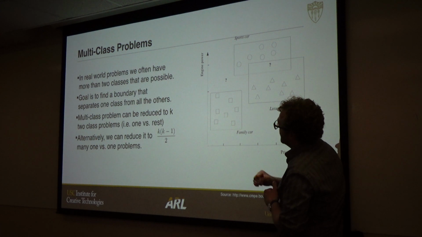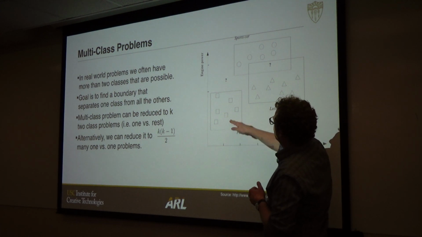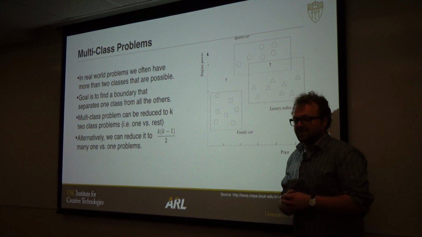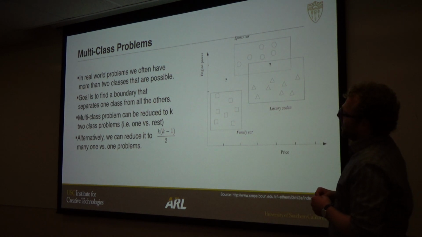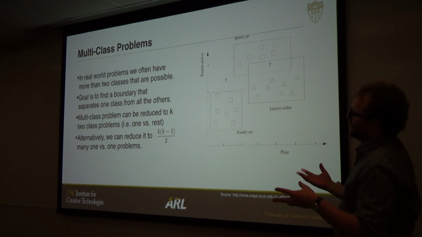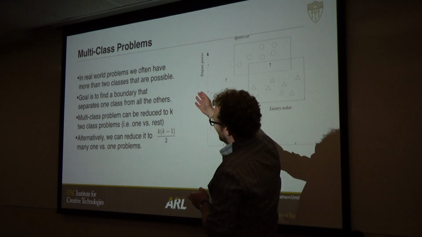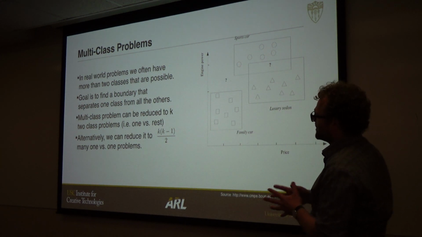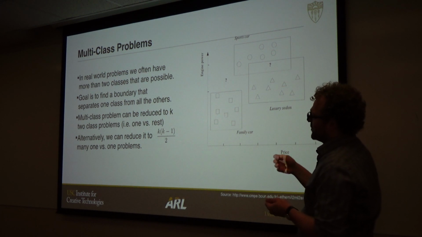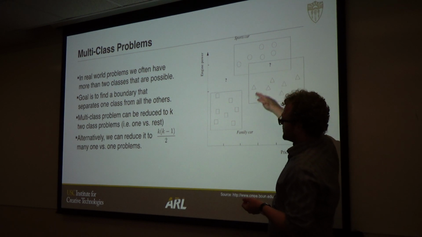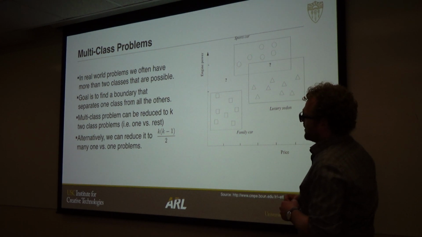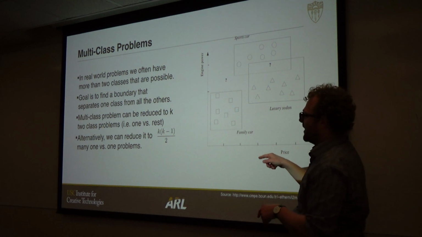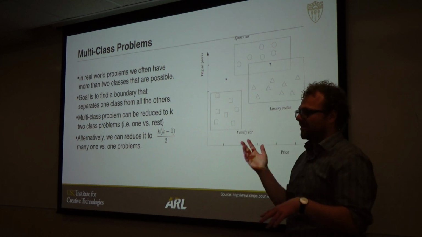So I can say family versus luxury and family versus sports, and the same for the others. Okay, so we are creating a different number of classifications. We have multiple classes. The goal is to find a boundary that separates one class from all the others. Multi-class problems can be reduced to k two-class problems, so one versus rest or one versus all. Alternatively, you can reduce it to k times (k minus 1) over 2 one versus one problems. That's just a rule of thumb, okay?